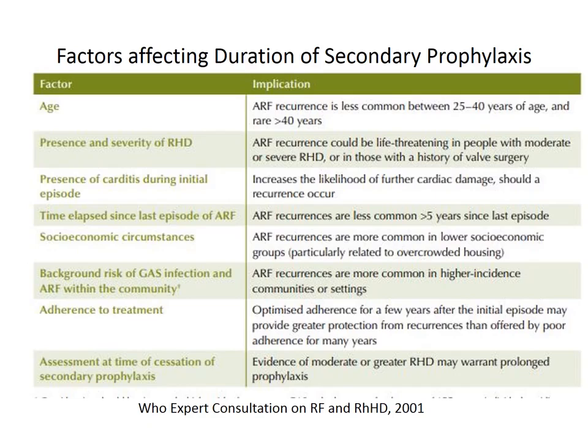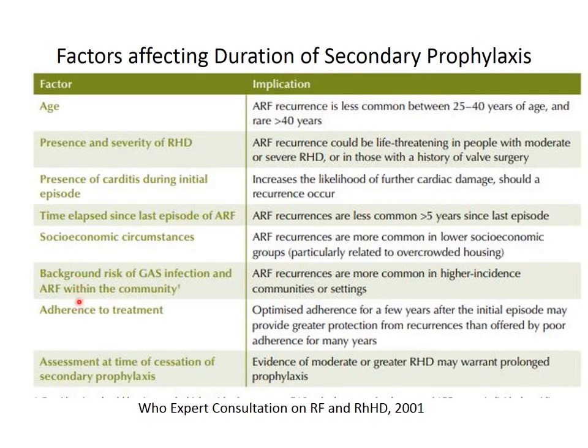The present severity of rheumatic heart disease and the presence of carditis during the initial episode all increase the likelihood of further cardiac damage, and therefore we should probably give prophylaxis for a longer time. The time elapsed since the last episode: usually if 5 years have passed since the last episode, it is not common for a further episode to occur, so prophylaxis can be shortened.